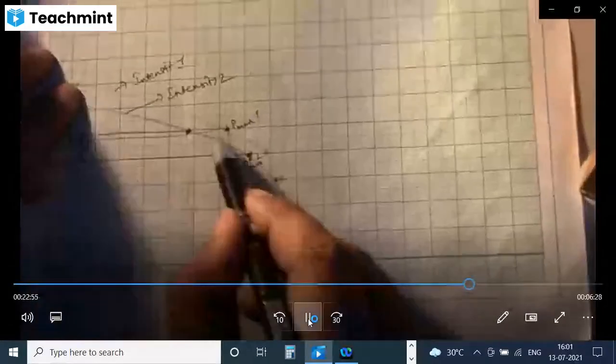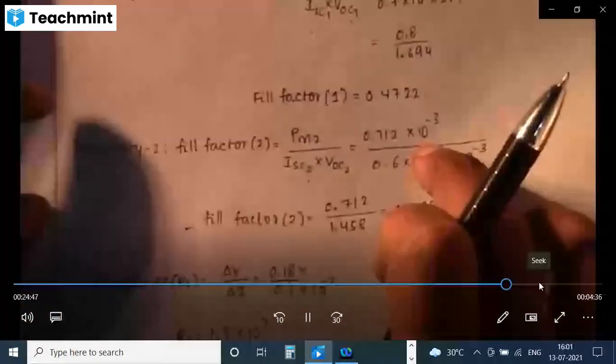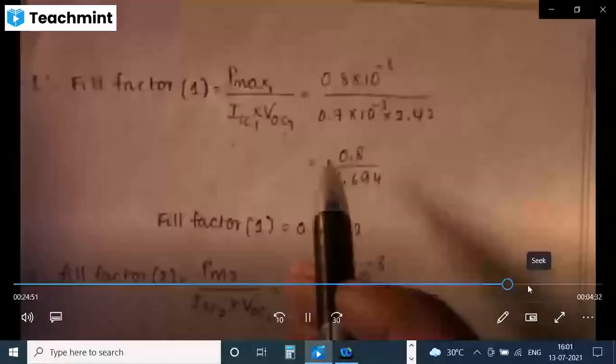So students, you have 2 tables. This is the table number 2. For this table, you have the graph on the same graph sheet. Okay. So at 0.01 volts, what is the current? 0.7. So yes, students, this is the fill factor for table number 1. So what is the formula? P max divided by ISC into VOC.